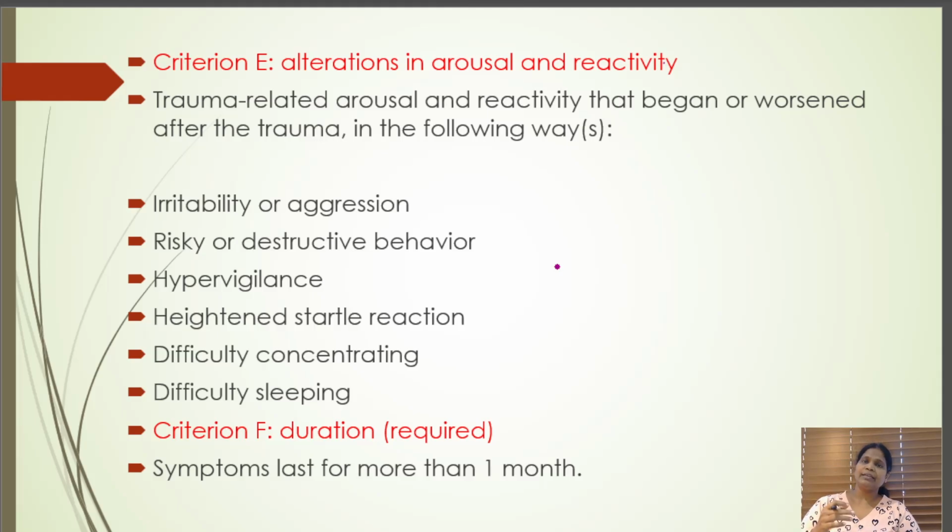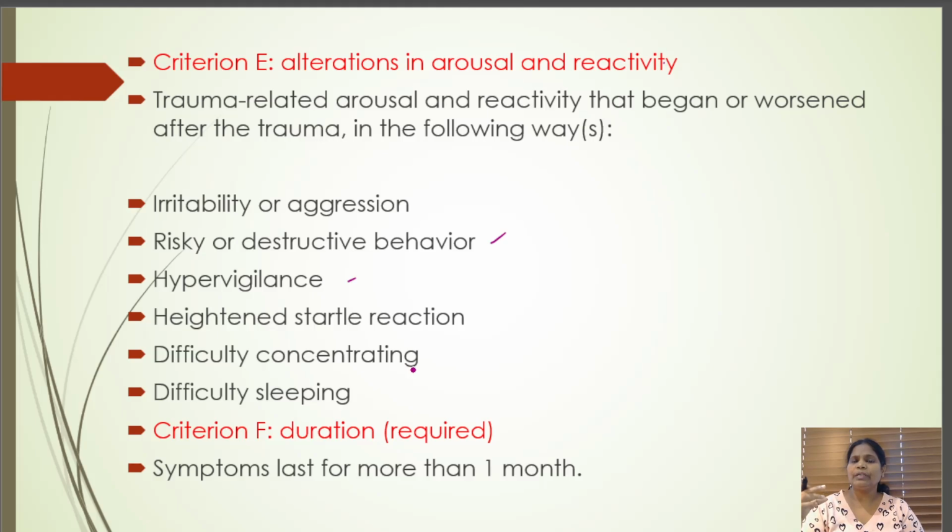Now coming to criterion E, alterations in arousal and reactivity. Under this criterion, we have aggression, irritability, risky or self-destructive behavior, hypervigilance, heightened startle reaction. When we say startle reaction, when we see something really dangerous, threatening and harmful, we open our eyes wide. So, startle reactions. And the next ones are difficulty concentrating and difficulty sleeping also.